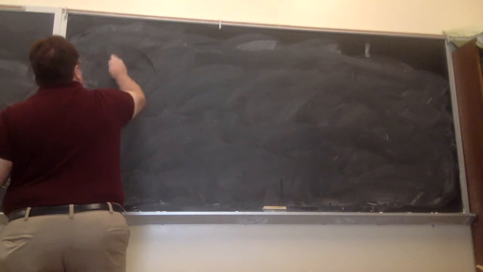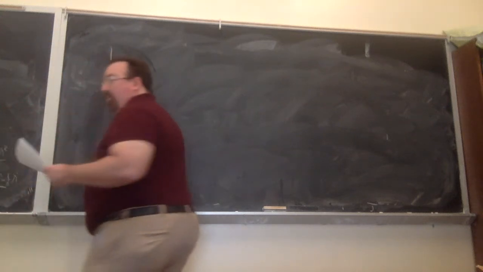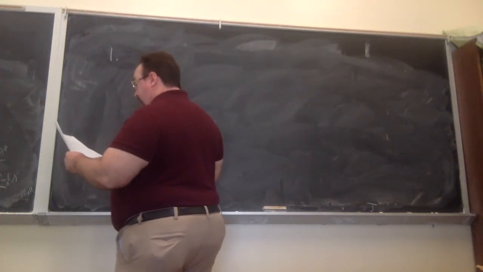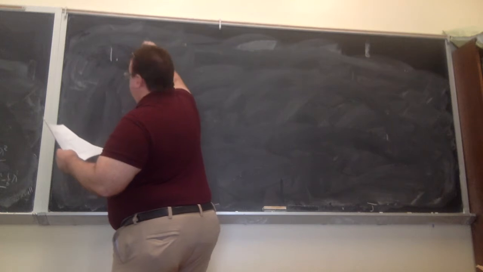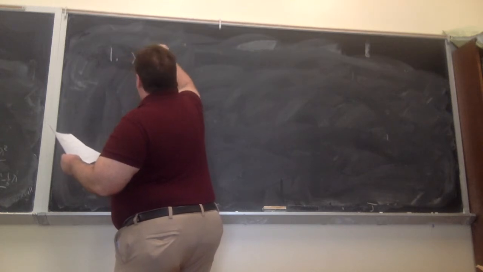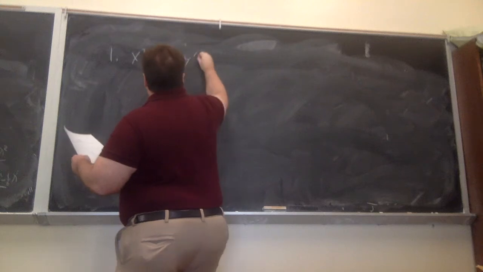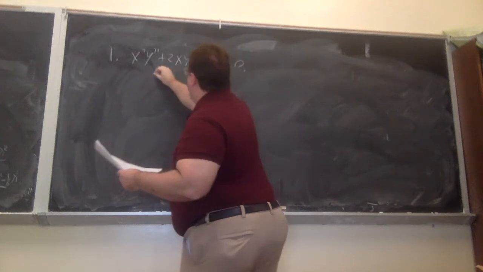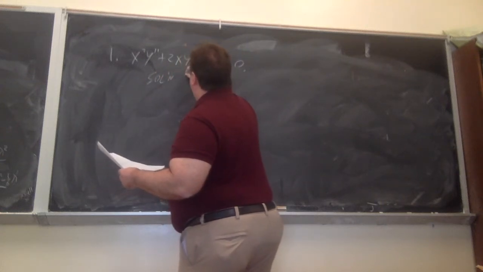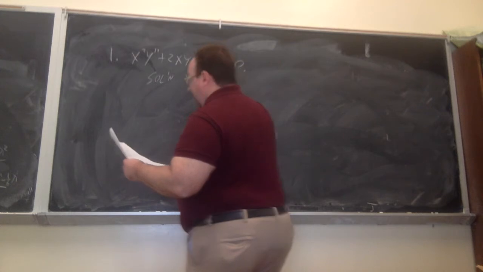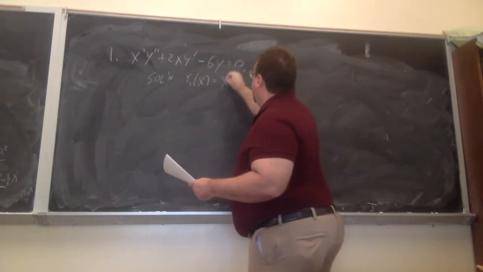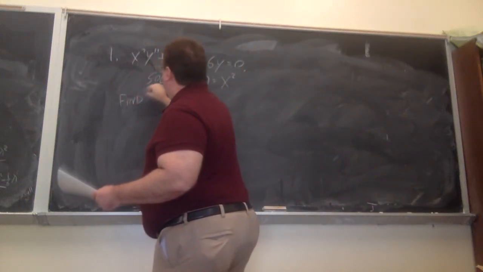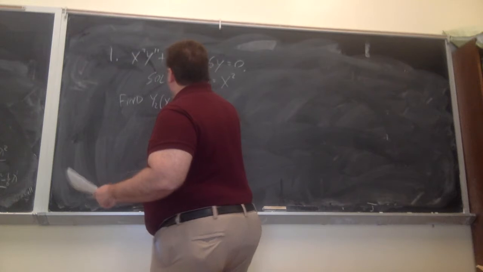For some reason this chalk's not erasing. Okay, first problem is reduction of order. So what you were given is this differential equation, x squared y double prime plus 2x y prime minus 6y is equal to 0. And you're given one solution of this equation, y1 of x is equal to x squared. So x squared solves this equation. Your job in this problem is to find y2 of x.